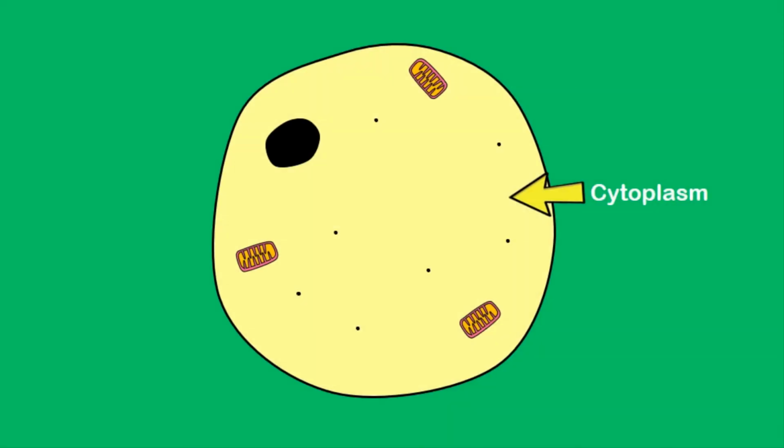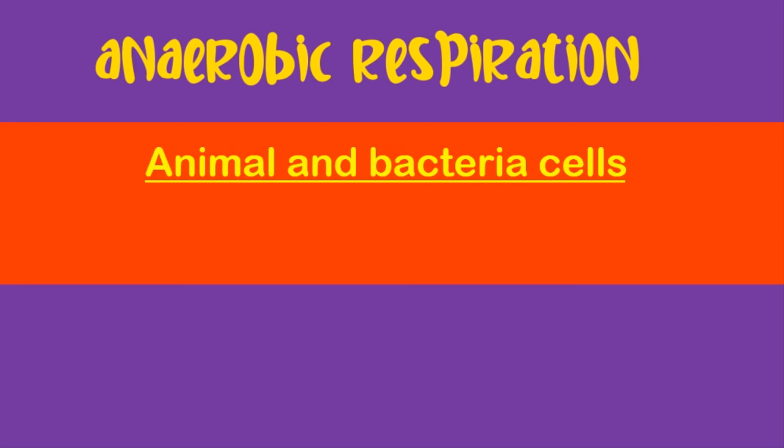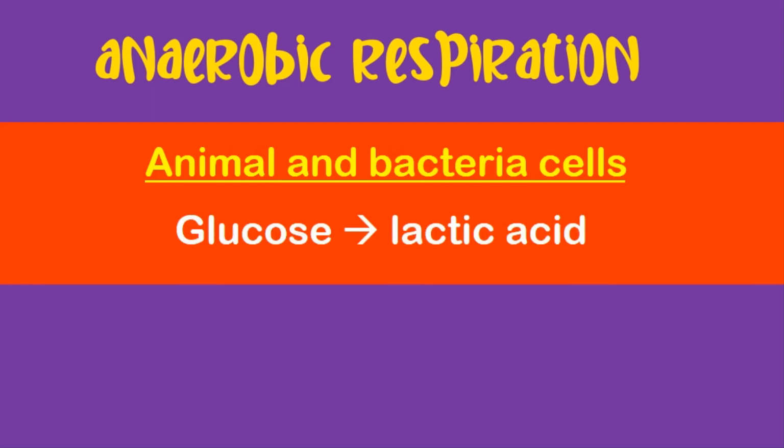And anaerobic respiration as a chemical reaction happens in the cytoplasm. You might remember the cytoplasm is the site of those chemical reactions. So that was a weird transition between slides, but there you go. We need to know the word equation. So if it's happening in animals or bacteria, glucose just turns into lactic acid. It's converted into lactic acid. No need for a symbol equation. It's just two words, lactic acid.